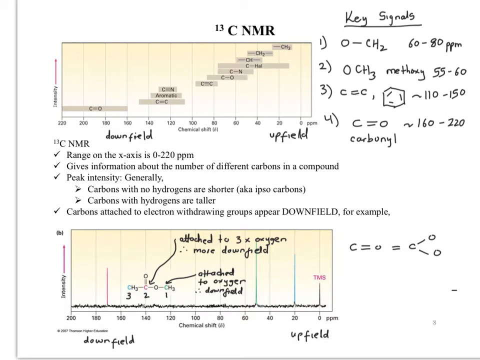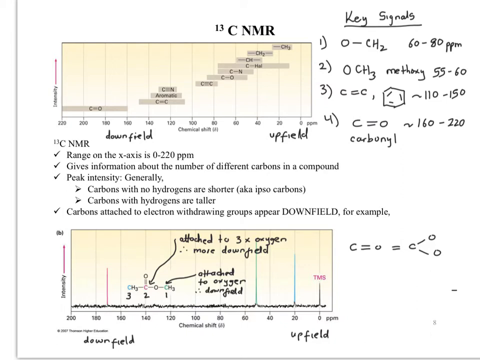Carbon-carbon double bonds or carbon triple bonds here, and aromatic carbons are usually around 110 to 150. So in this range here. And we know this is a carbonyl. Now this, because it's attached to an oxygen, so remember a carbonyl, if written like this, is the same as a carbon attached to oxygens. So because oxygen is an electron withdrawing group, this is way downfield. So normally between 160 to 220.